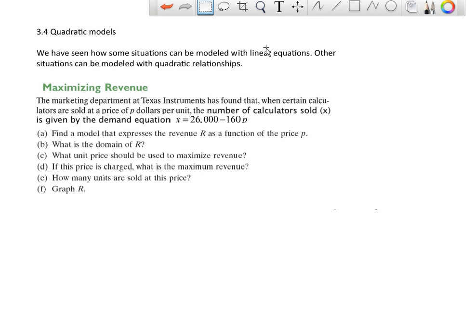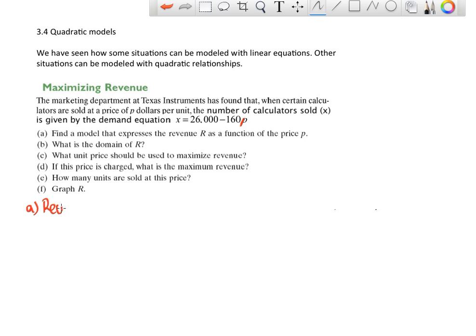Okay, quadratic models. So we've modeled some things with linear relationships. We can do the same with quadratics. So let's look at a word problem. The marketing department at Texas Instruments has found that when certain calculators are sold at a price of $P per unit, the number of calculators sold, X, is given by the demand equation X is 26,000 minus 160P. It's supposed to say P. Okay. Find a model that expresses the revenue as a function of the price.